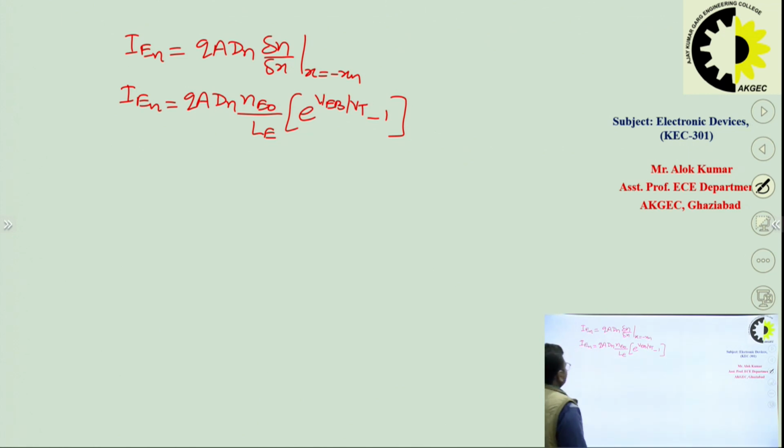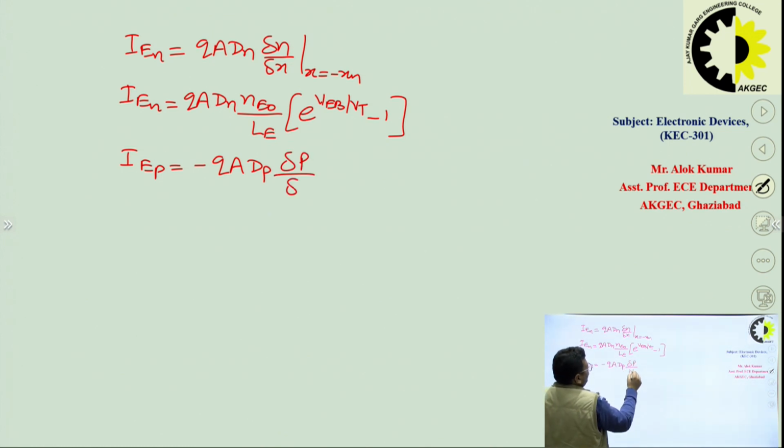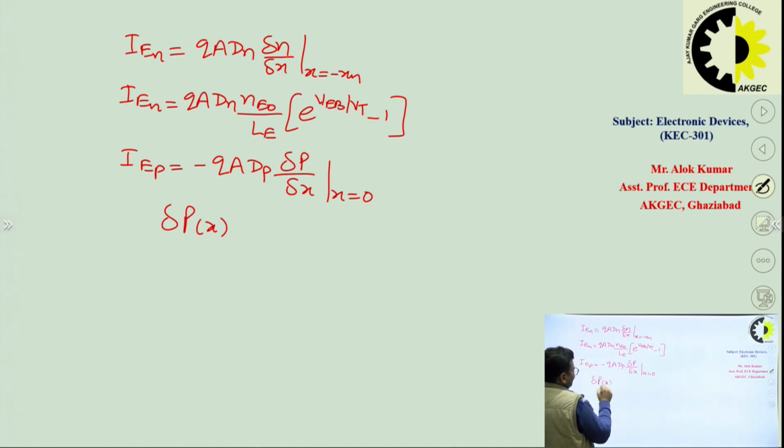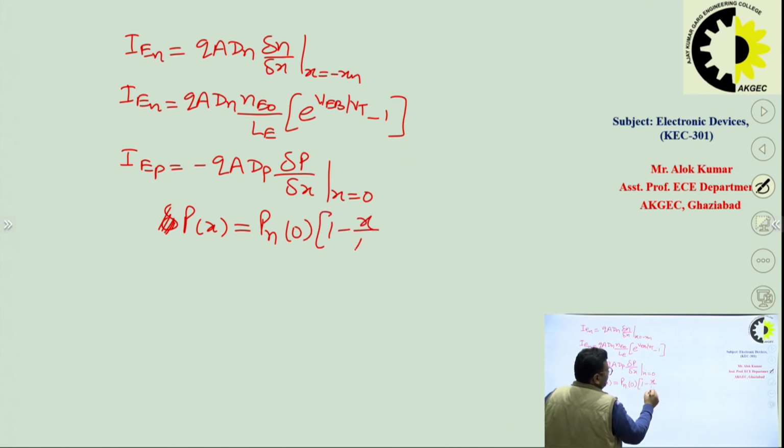Similarly, we can find the value of IEP. IEP should be equal to minus Q into A into Dp into del P over del X at X equal to 0. Now, this P of X can be given as Pn at 0 into 1 minus X upon W.